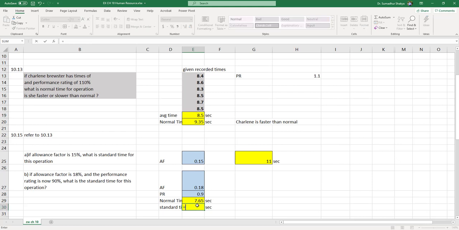Therefore, now the standard time is going to be normal time divided by 1 minus the allowance factor, which is 18% this time.